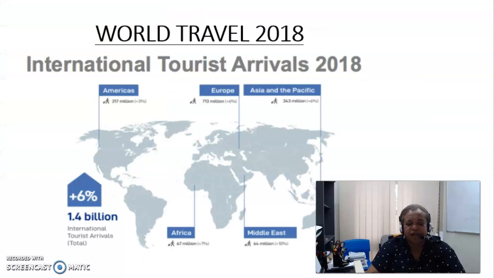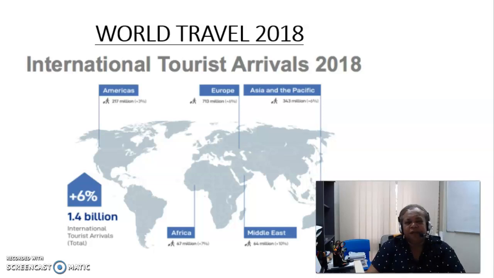As you can see from the slide, 1.4 billion people traveled around the world in 2018. Many tourists visited countries like America, including the United States, Canada, and Mexico, South America, Europe, Asia and the Pacific, Africa and the Middle East, and our own Asia Pacific region, which includes the South Pacific.